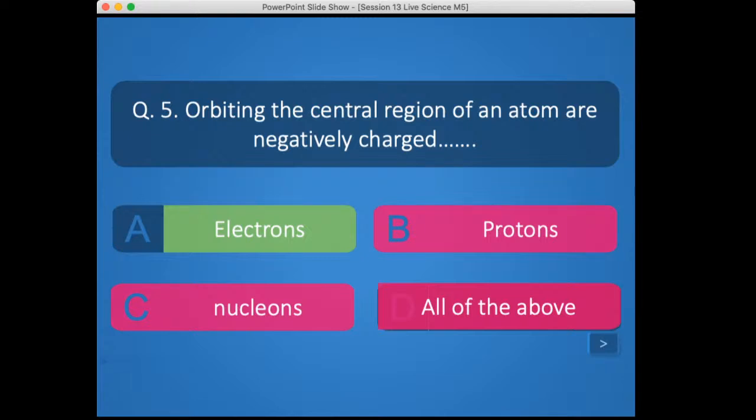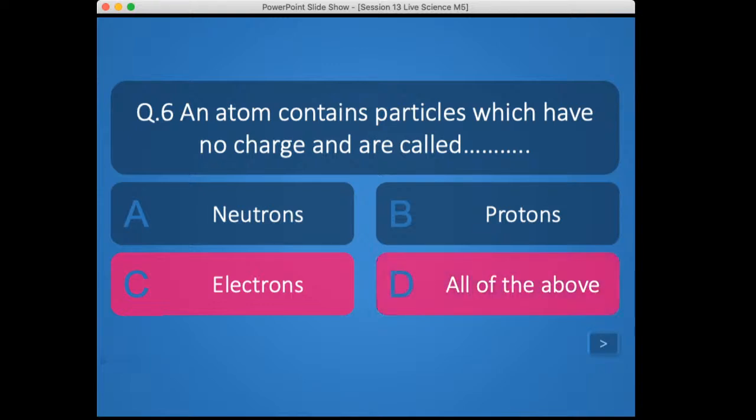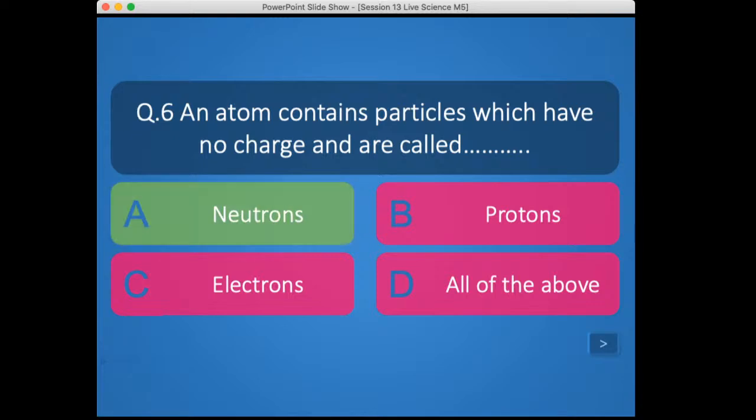The next question is question 6. An atom contains particles which have no charge and are called A. Neutrons, B. Protons, C. Electrons, D. All of the above. Electrons? No. All of the above? No. Protons? No. The correct answer is A. Neutrons.